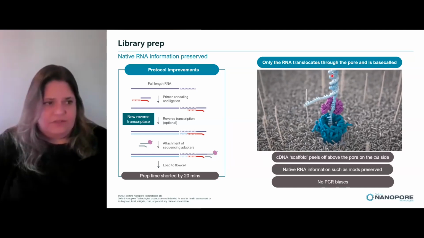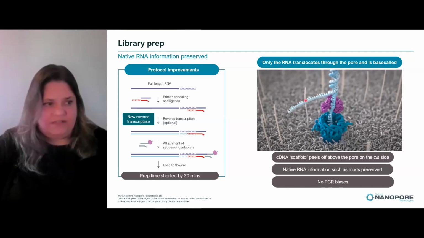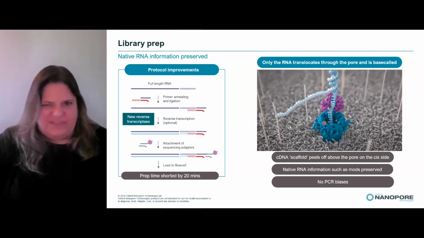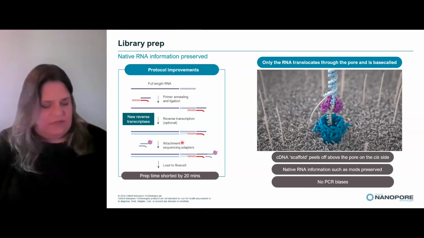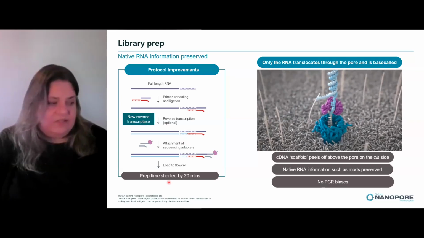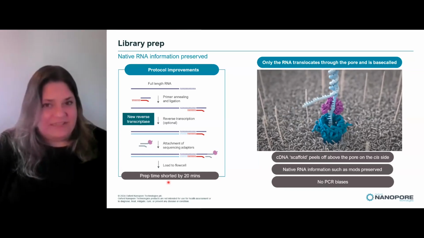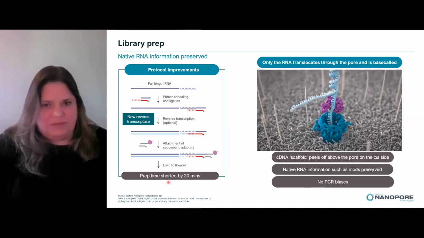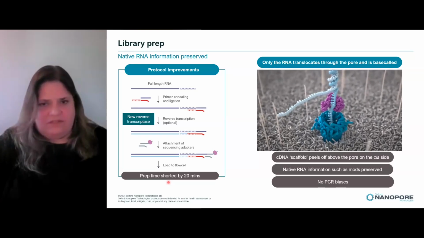And then we can also continue to look at the modified bases that are present within that particular RNA molecule, which we would have lost in a cDNA conversion. And also there are obviously no PCR biases because we're not PCR amplifying it. One of the things that we've done in the last couple of months is change the prep a little bit by adding a new reverse transcriptase. This has shortened the prep time by 20 minutes, which is great. The kit itself is very quick compared to cDNA methodologies, at just under 2 hours to do a prep, depending on how many you're doing at any given time.